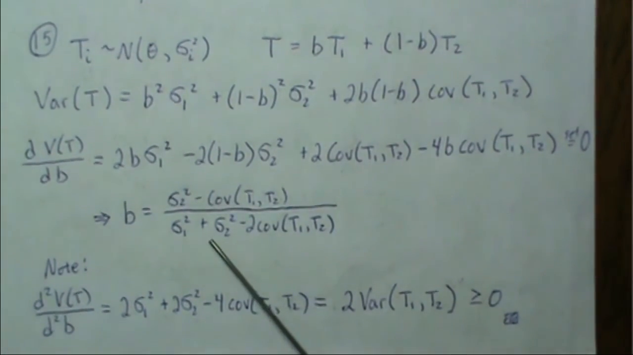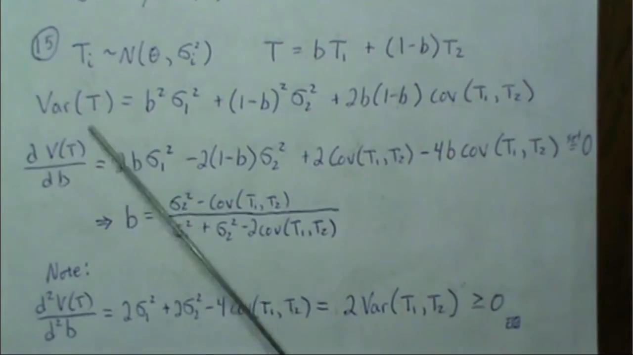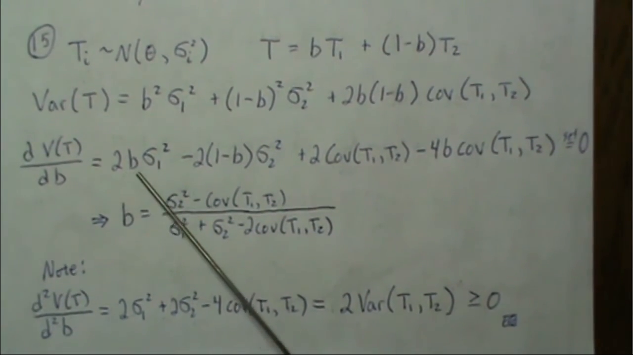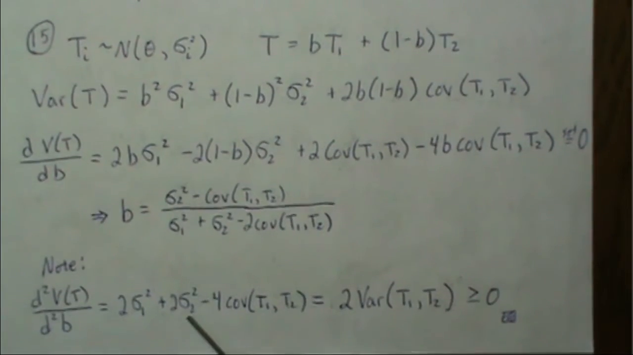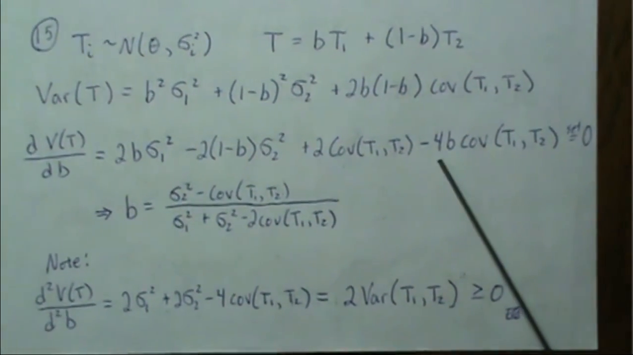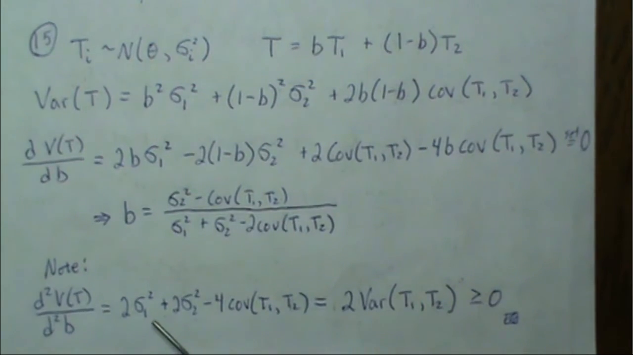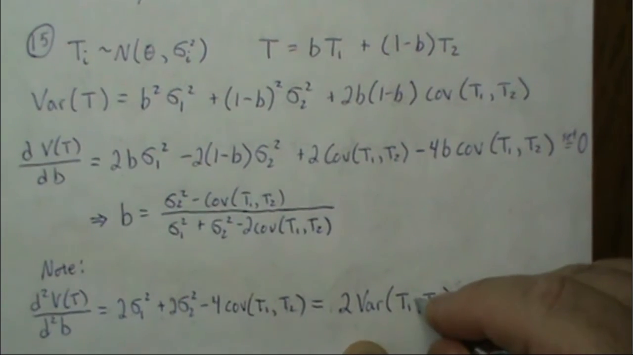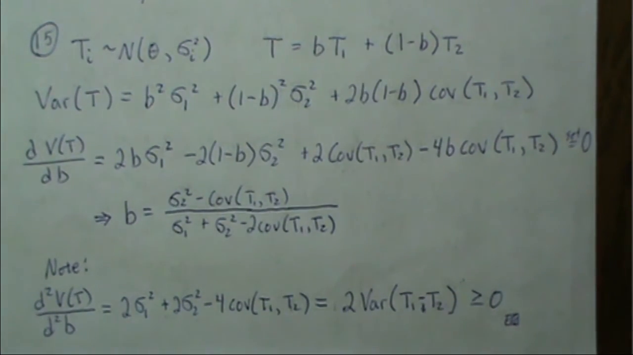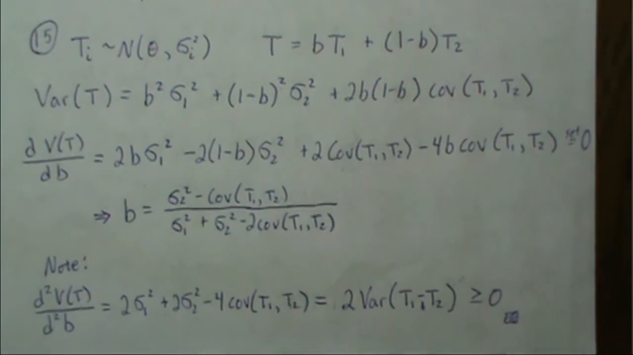But one note is that we need to make sure that it's a minimum. So we take the second derivative of this T, and it ends up being, so if we take here, then we get just 2 sigma 1 squared. Here we would just get 2 sigma 2 squared. There's no B, so it drops out, and we get minus 4 times the covariance of T1 and T2. Well, a 2 can be factored out, and then what's left is the variance of, actually this would be T1 minus T2. And since the variance is always positive, and taking it times another positive, you get a positive number. That shows us that it is a minimum.